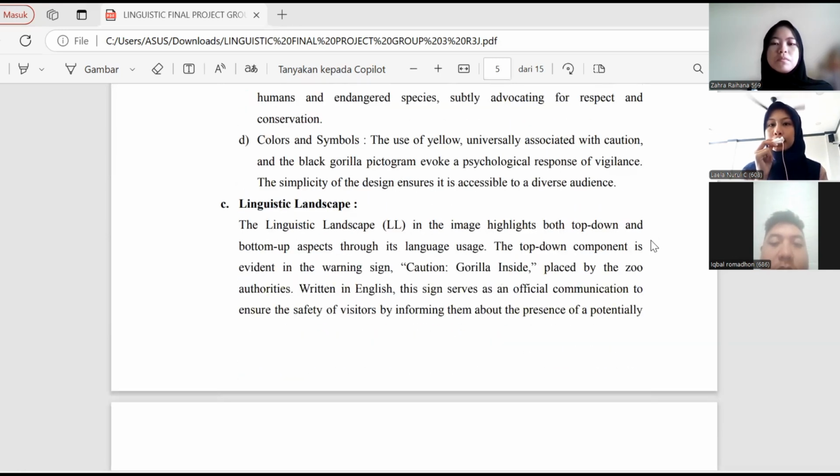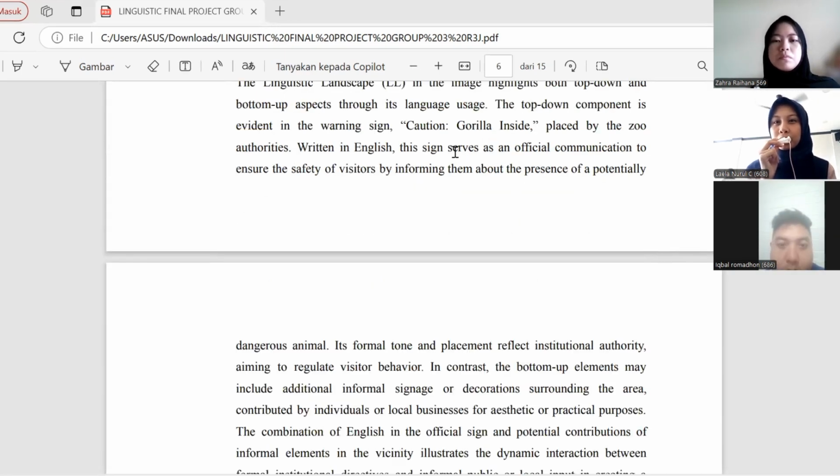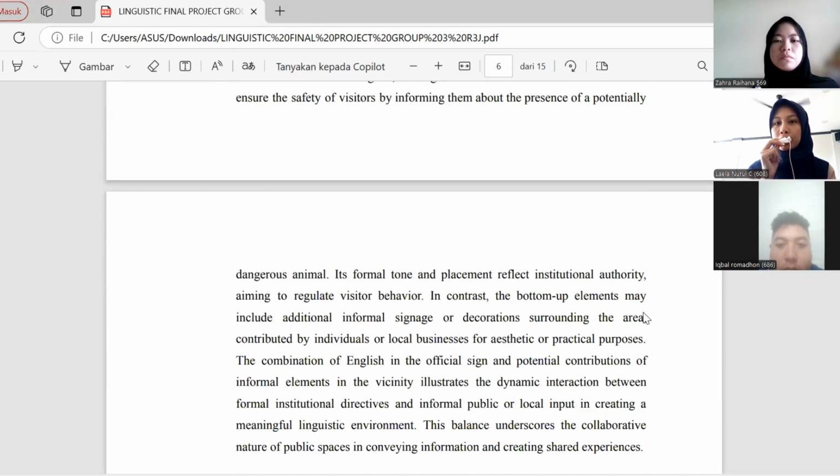C. Linguistic landscape. The linguistic landscape, or LL, in the image highlights both top-down and bottom-up aspects through its language usage. The top-down component is evident in the warning sign, "Caution, gorilla inside", placed by the zoo authorities. Written in English, this sign serves as an official communication to ensure the safety of visitors by informing them about the presence of a potentially dangerous animal.